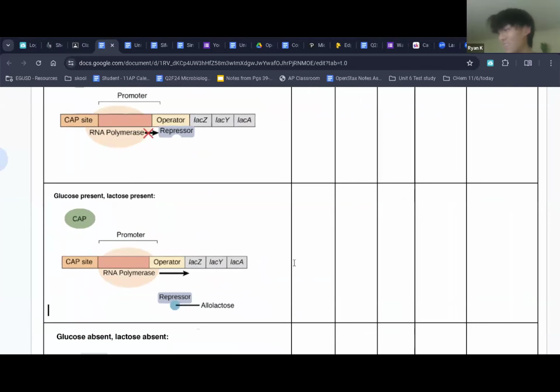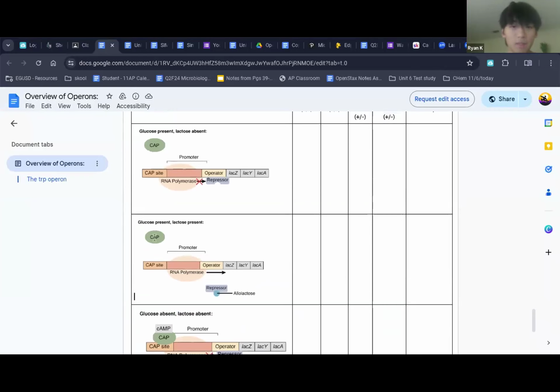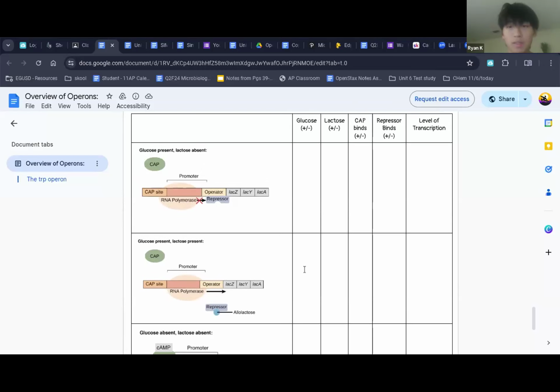No, I don't know. Okay, so basically we can see that glucose is present since it says right here. Lactose is also present, since there's no repressor indicator, and we know lactose is here because the RNA polymerase has permission to go. So that's a plus, another plus for lactose. And then CAP binds, there's no CAP. Repressor binds, there's no, the repressor is all the way over here.